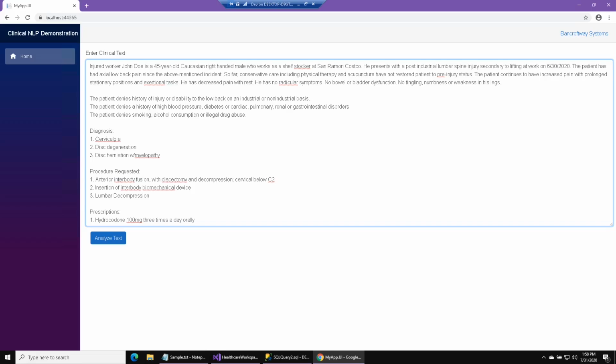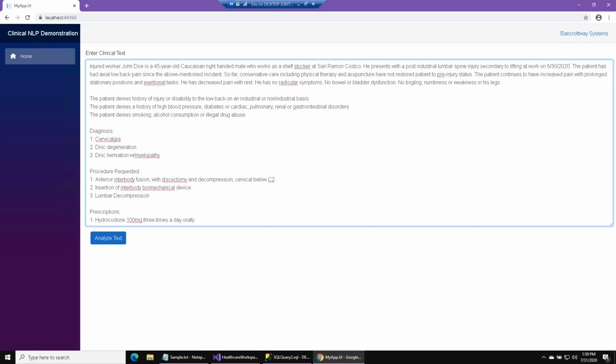Just to emphasize, clinical natural language processing is basically a sub area of artificial intelligence, and it involves training computers to understand not only the English language, but also, on top of it, medical terminologies and medical knowledge itself.